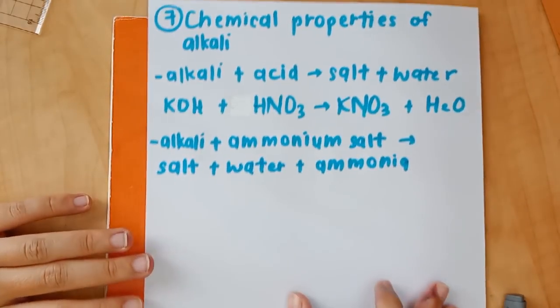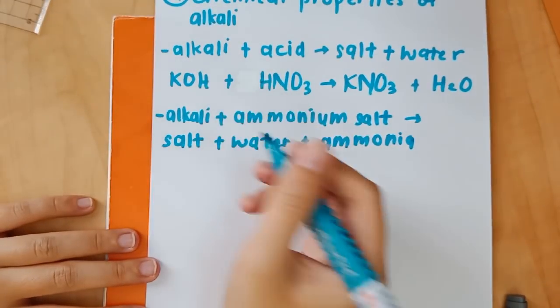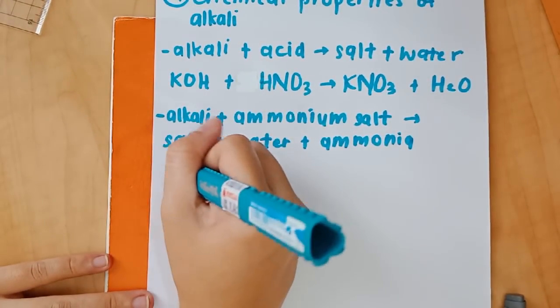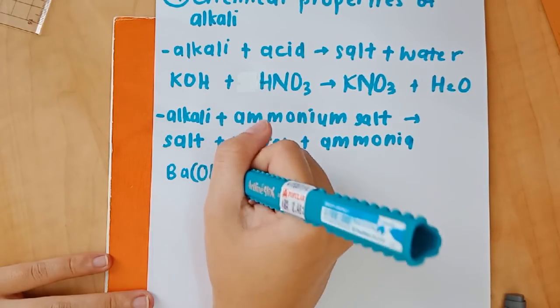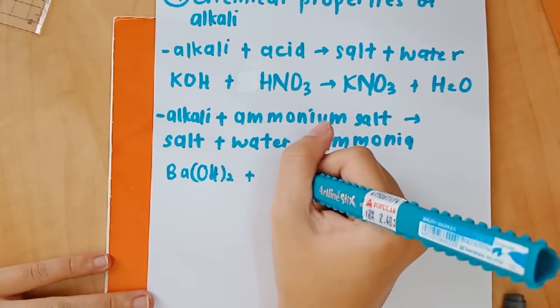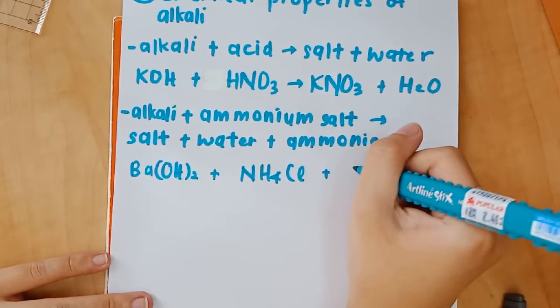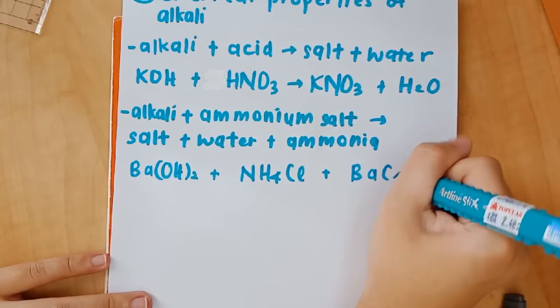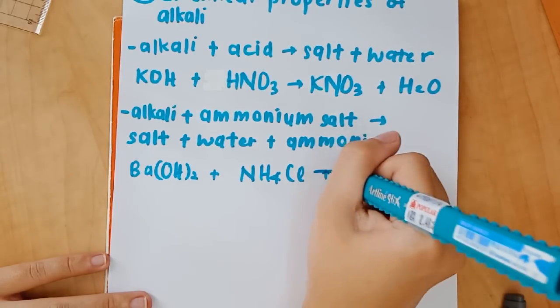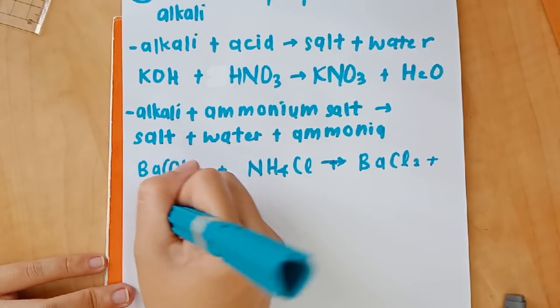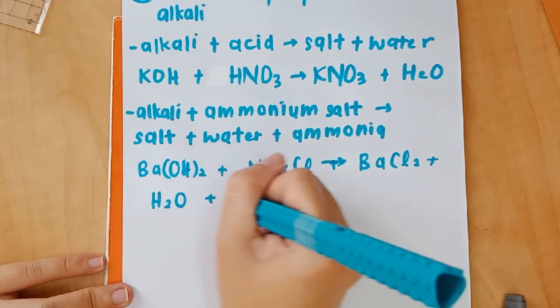So the alkali that I use here is barium hydroxide, which is Ba(OH)2, and the ammonium salt that I used here is ammonium chloride. And so you have to obtain the salt BaCl2 and ammonia and water, and you have to go ahead and balance this chemical equation. I know this is quite complicated. You might have to take some time to understand and go through this one.